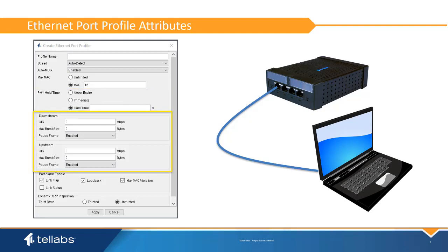Rate limits can be set on the port in both the upstream and downstream direction. Committed information rates are set in megabits per second. Burst size is expressed in bytes. Setting these to 0 eliminates a rate limit.